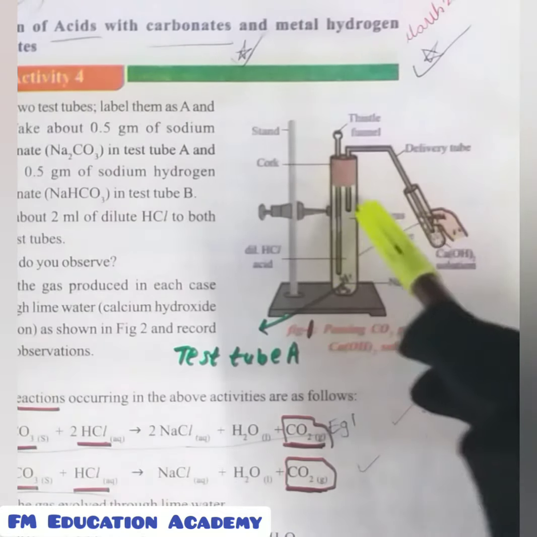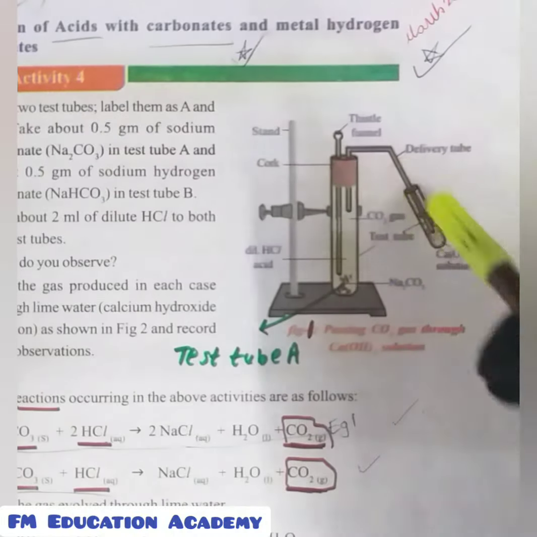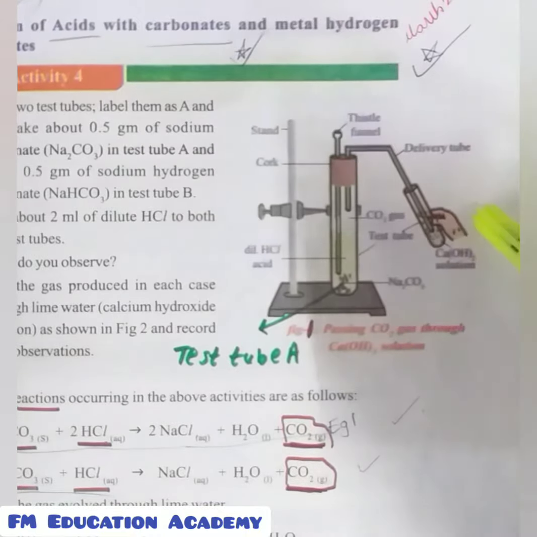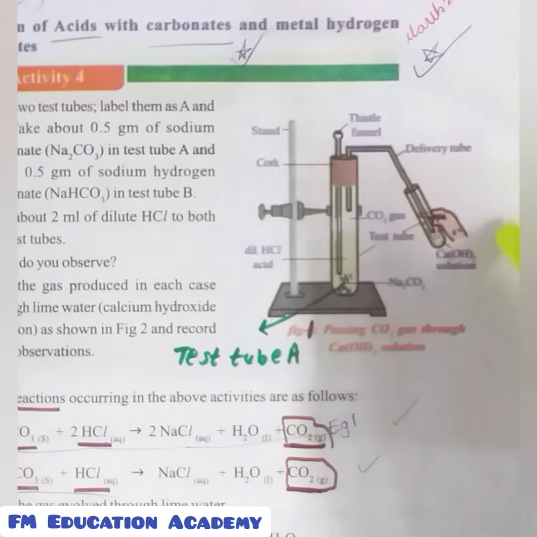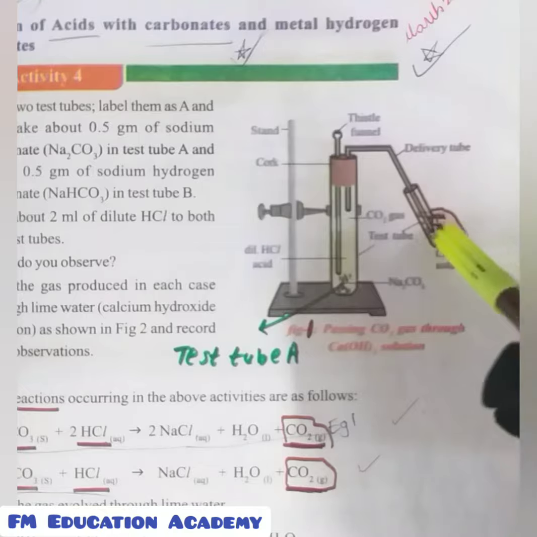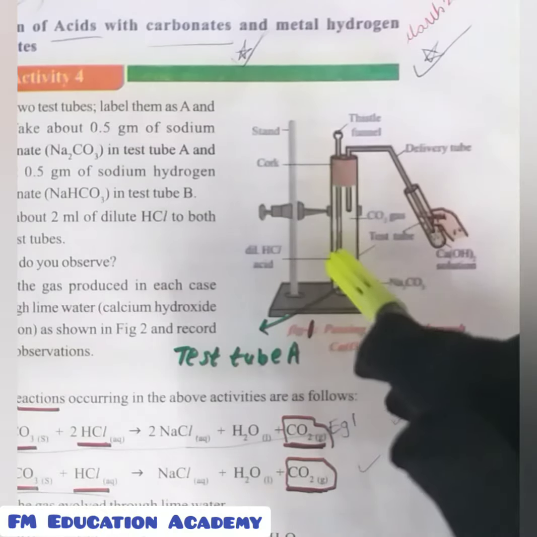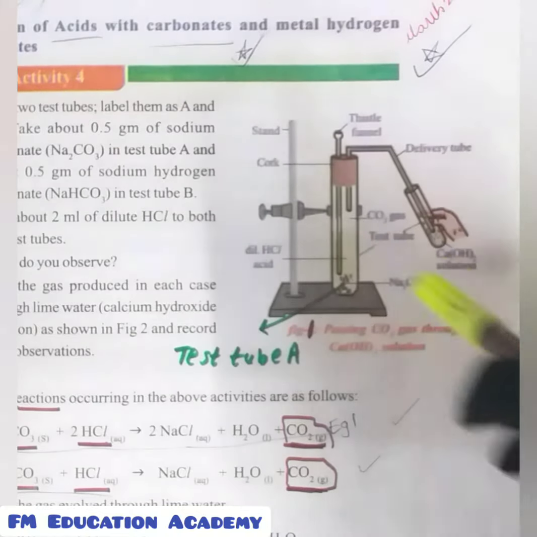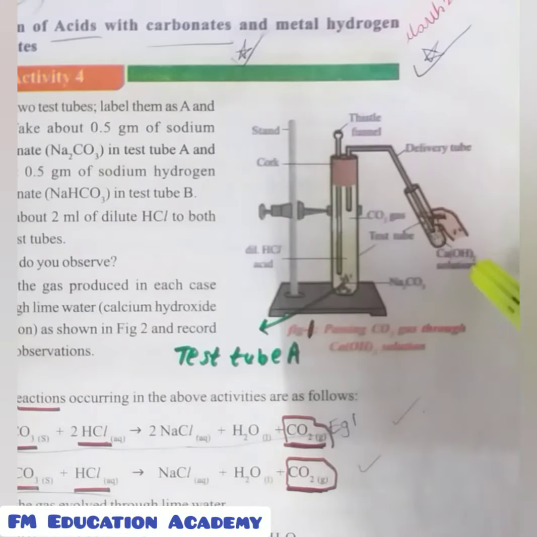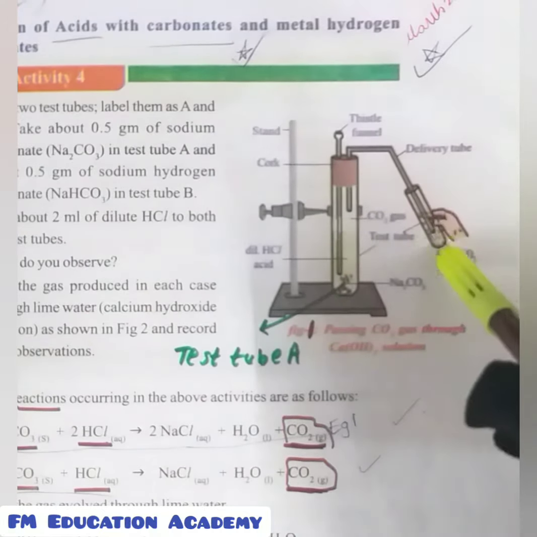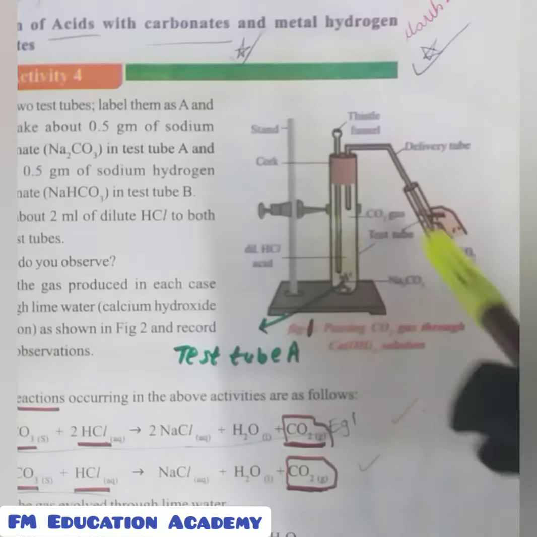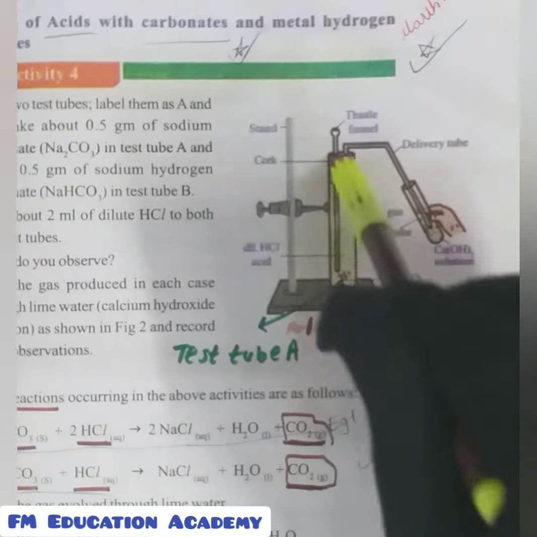So what we do is, we connect this test tube with a delivery tube, in such a way that in this tube, we take calcium hydroxide. Calcium hydroxide is known as lime water. So when carbon dioxide is released and passed through this calcium hydroxide, Ca(OH)2, solution or lime water solution, then this lime water solution turns milky white. The color change to milky white indicates that carbon dioxide is released in this tube.